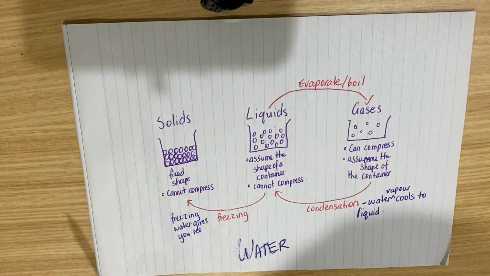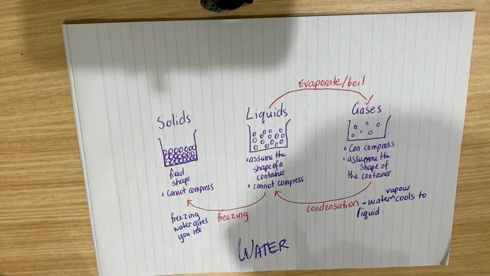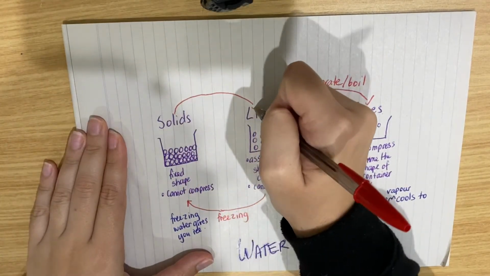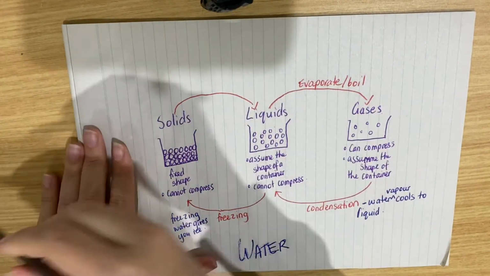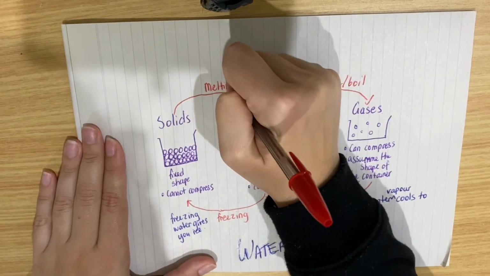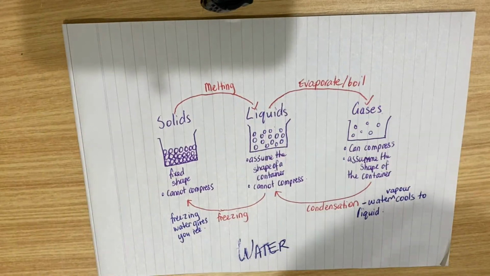And then when we go from a solid to a liquid, we melt. So this is called melting. I hope it's simple enough.